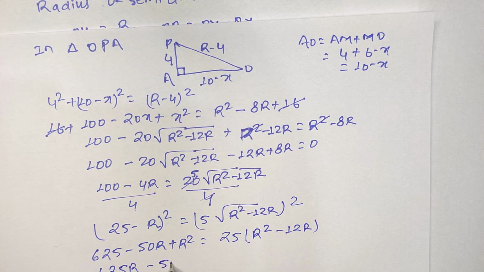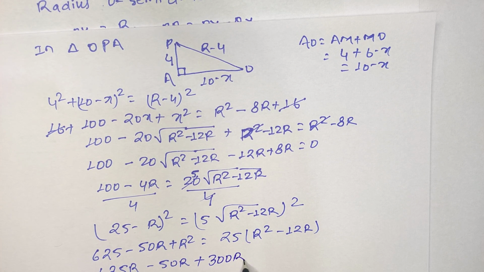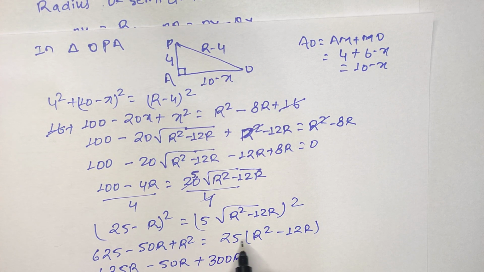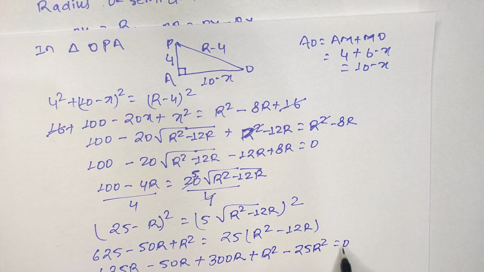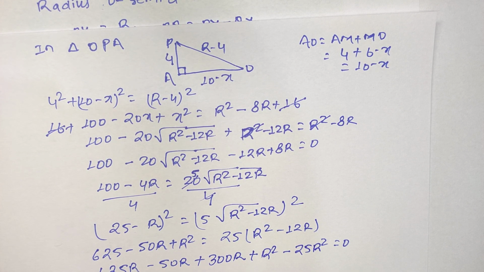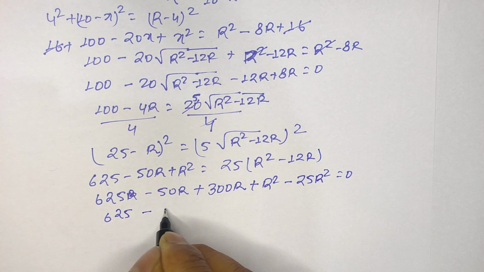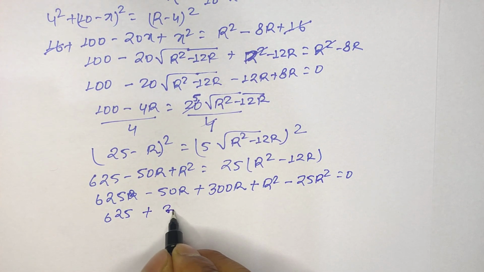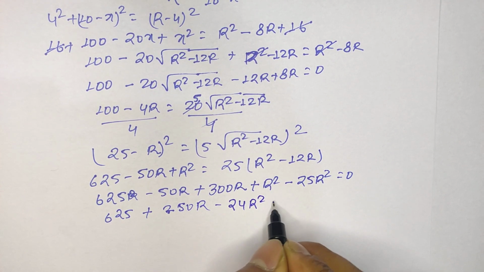So it is minus 50r. So 25 times 12, it is 300r, and it is negative. When it comes to the right side, it will become positive 300r, and r power 2, and it is 25r. So it is plus r power 2 minus 25 r power 2 equals 0. So this value will become 625 plus 250r, here 24 r power 2 equals 0.